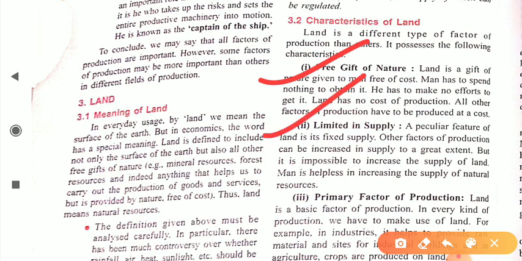Next is limited in supply. As we all know, land is limited in supply, it is a fixed resource. You cannot increase your land. The surface area of the continents is already given, already present on our mother earth, so we cannot change their surface area or increase their area. That's why land is limited in supply. Whatever land we have available, we have to use it in an efficient manner so that we can fulfill all our needs.